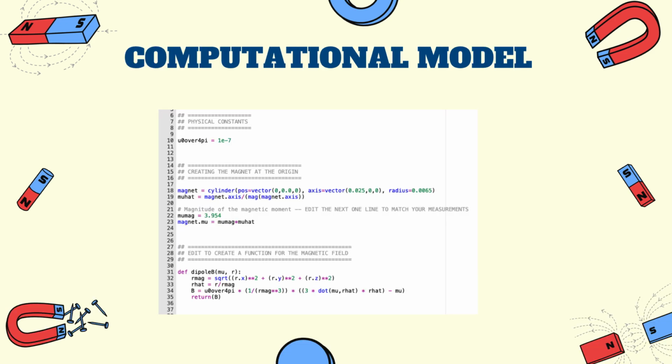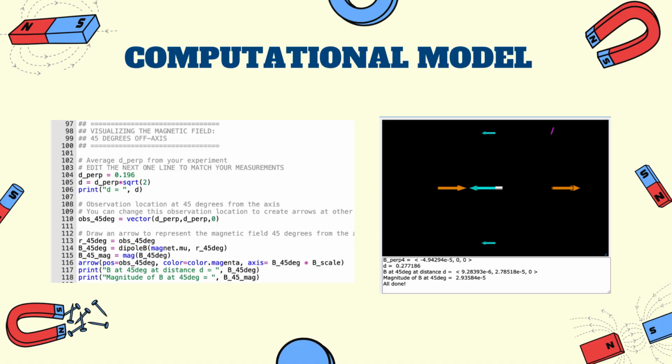Now onto the computational model. So first we just set our physical constants. There weren't that many, and then we created the actual magnet at the origin, and then created the dipole moment B, and then we got the results on the right where the arrows depict the magnetic fields, and also the magnitude of B at 45 degrees is 2.93584 times 10 to the negative 5. So pretty small.